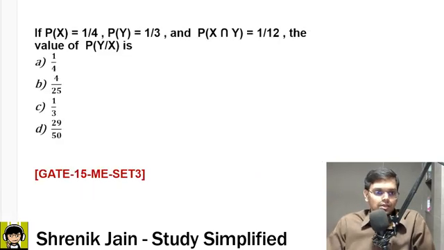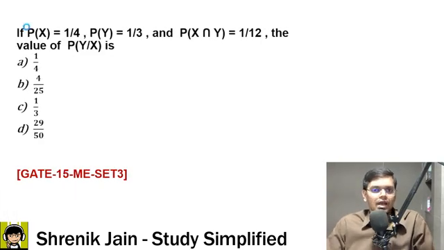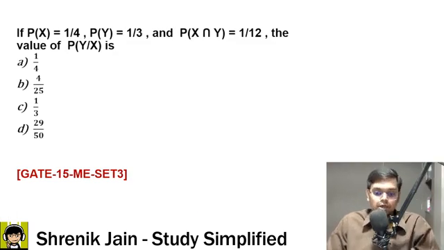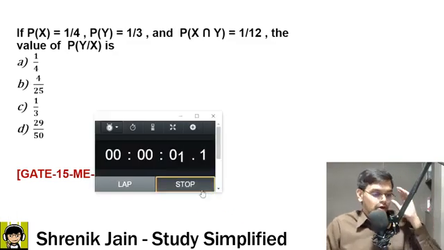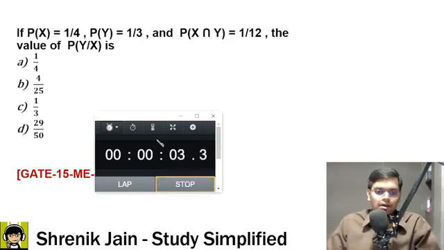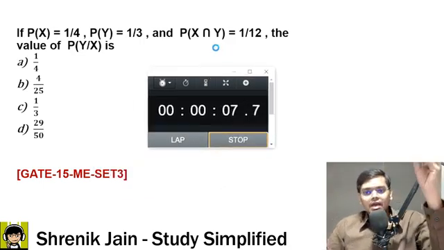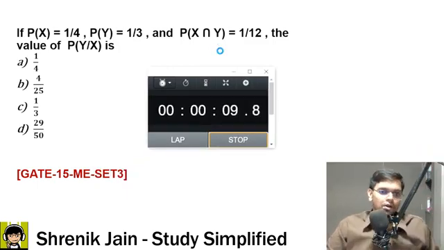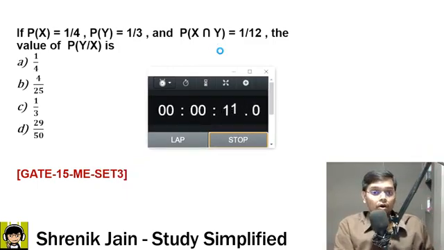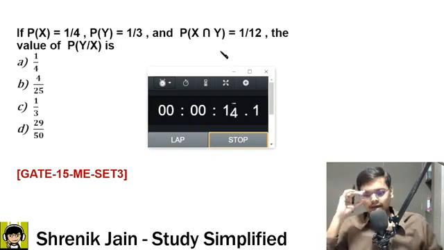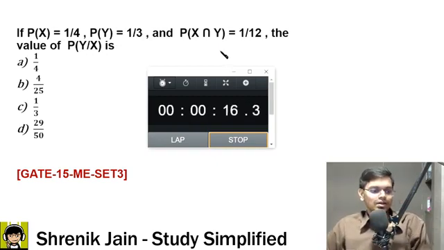So now try the next question. This is one of the simplest questions and I will just give you 30 seconds. Believe me, rapid fire it is. Only 30 seconds. 2015 mechanical set 3. The question gives P of X, P of Y, P of X intersection Y. Everything is given. But can you find probability of Y over X? Tell me guys. A, B, C or D?